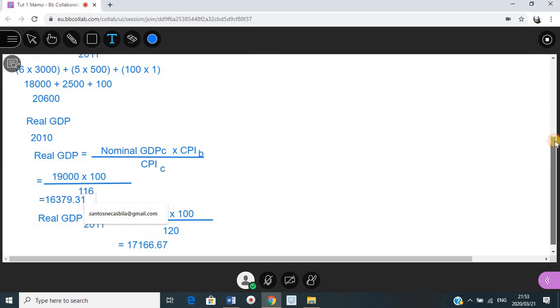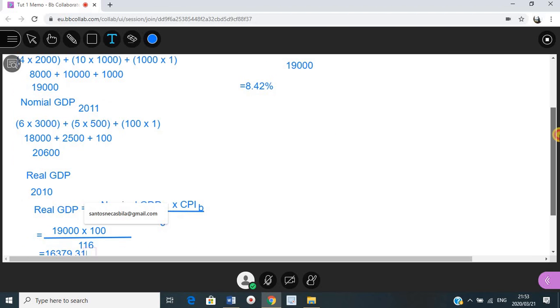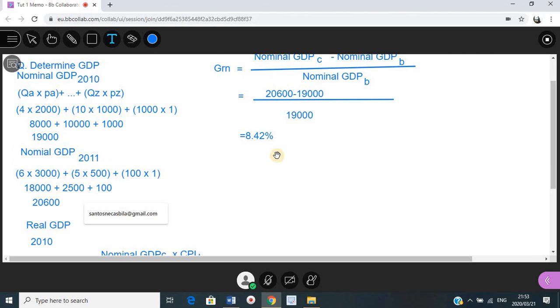Very good. So the question is asking us to determine the growth rate of this GDP. The formula is the same. I will say growth rate of real GDP. Okay, this is going to be equal to, I'm just going to write the division sign.